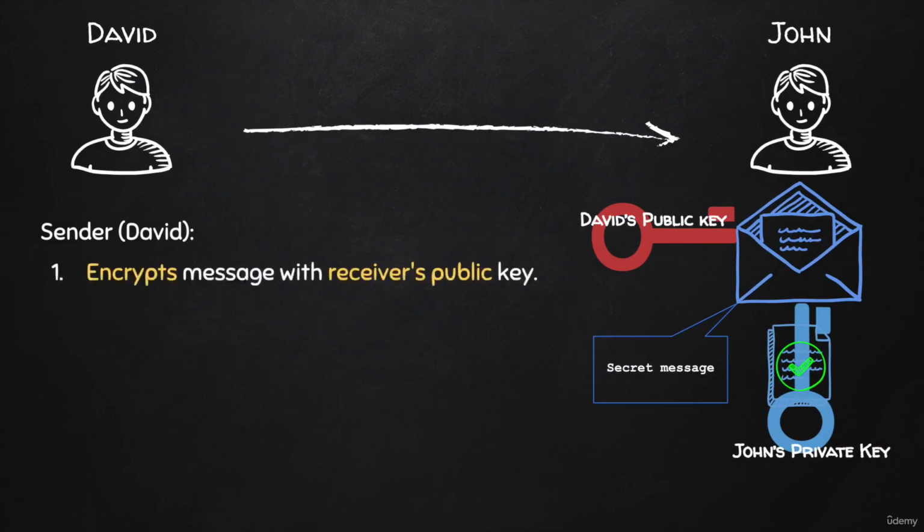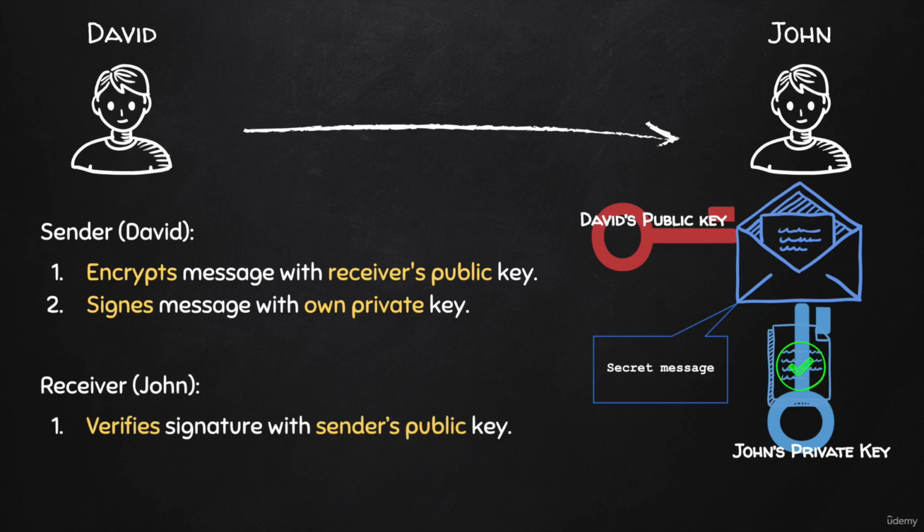So the sender encrypts the message with the receiver's public key and signs the message with his own private key. The message is sent, the receiver verifies the signature with the sender's public key and decrypts it with his own private key. This way, he can verify that this message came from the sender. He can verify that the message did not get modified as it was sent, and the message is encrypted, and the only person that can read it is the receiver because he kept his own private key private and it was not shared with anybody.